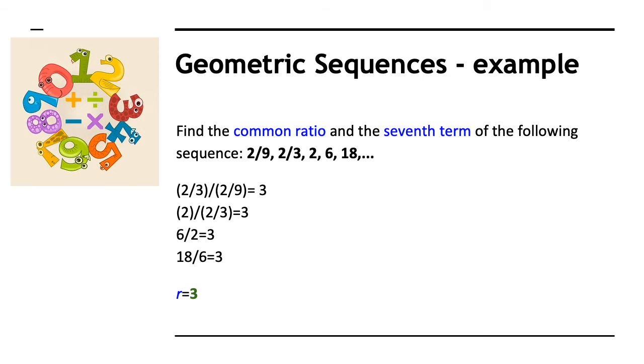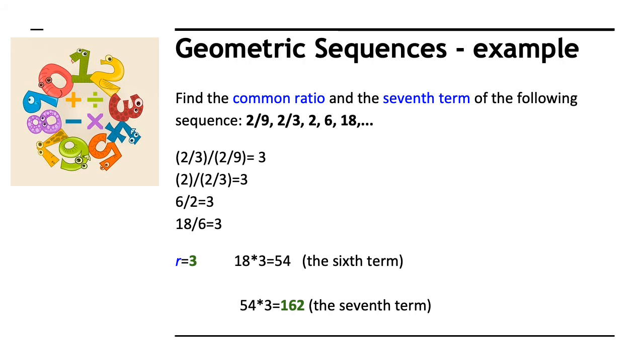2/3 divided by 2/9 is equal to 3. 2 divided by 2/3 is equal to 3. 6 divided by 2 is equal to 3. And 18 divided by 6 is also equal to 3. The ratio is always 3, so our common ratio, our r variable, is equal to 3.